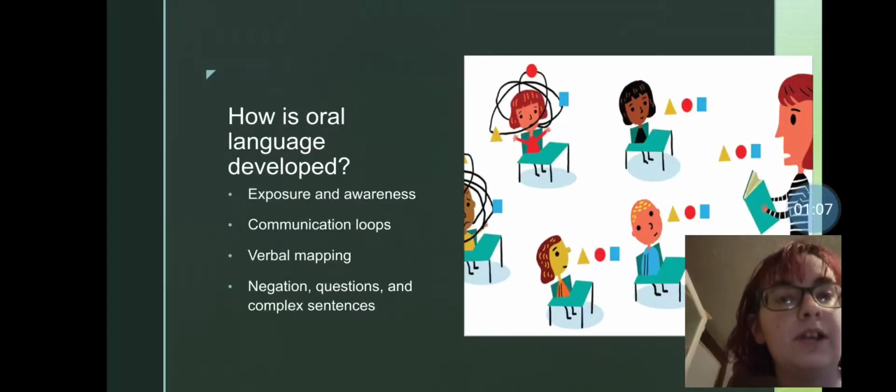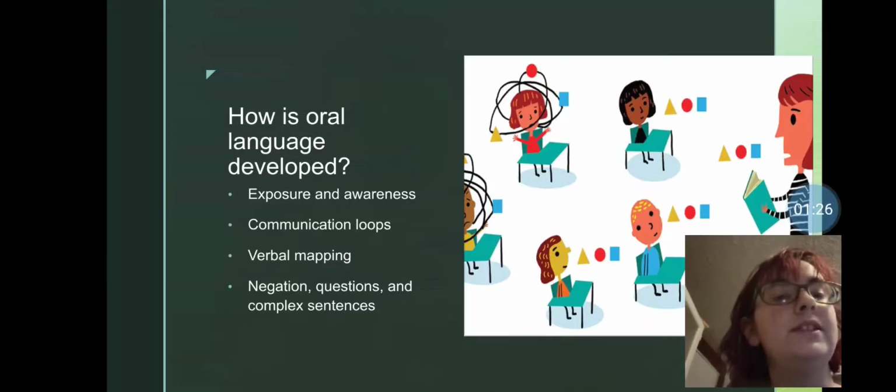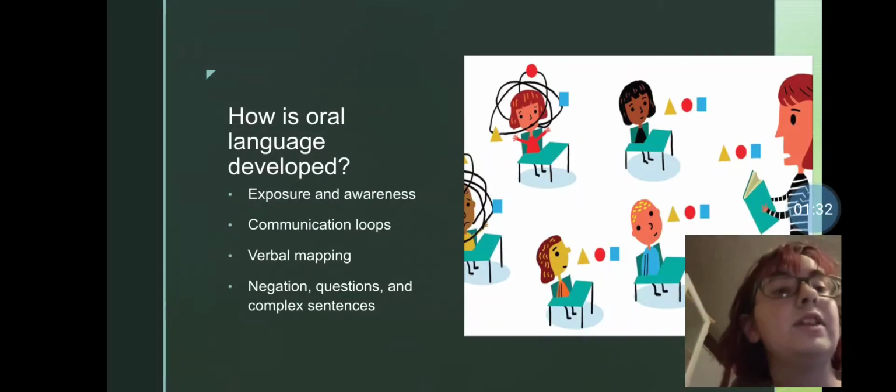So, how is oral language developed? Oral language is basically developed when children are very young through exposure and then later awareness. So the more you talk to children, the more they're exposed, the more language they will learn, and the more vocabulary they'll learn. This in turn can cause communication loops. What that is, you'll talk to a child, and then they'll talk to you, and it just keeps looping. Usually done through more of a question thing.